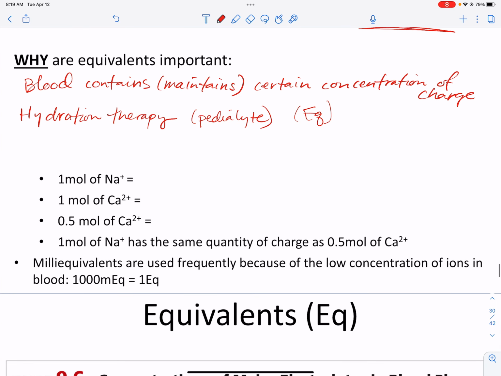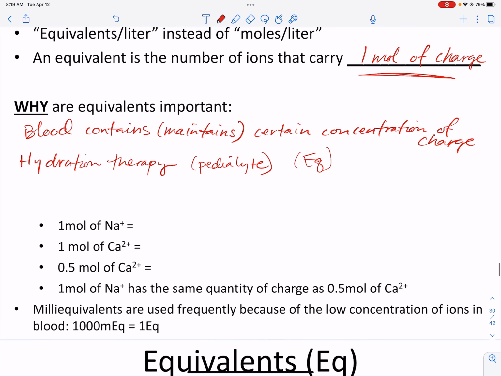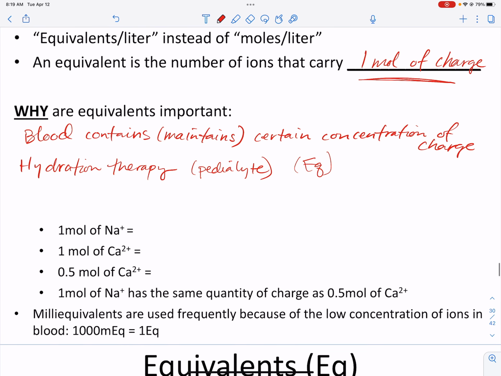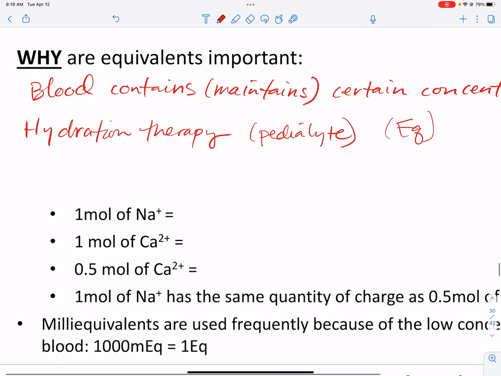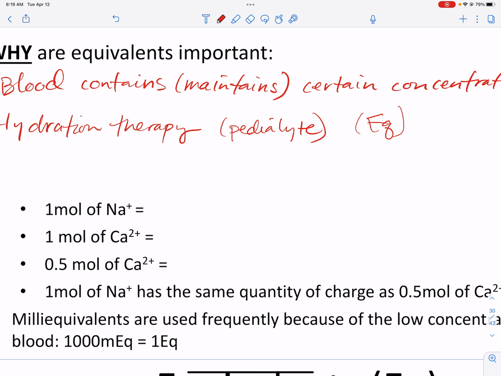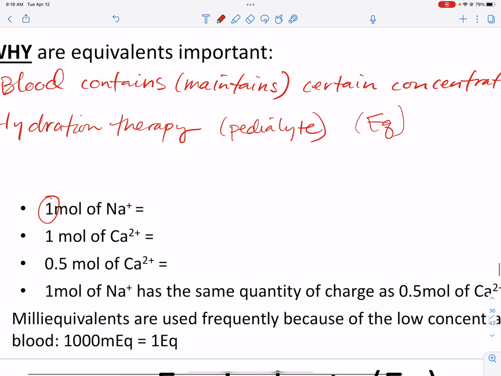Okay, what is a mole of charge? What is an equivalent? Well, an equivalent is 1 mole of charge, and we know ions have charge. So if I were to ask you, 1 mole of sodium cations, how many equivalents is this? All you're going to do is take the number from the mole, multiply it by the number on the charge. Obviously, there's an understood 1 here, and that's how many equivalents you have. So if I have 1 mole of plus 1 charge, then I have 1 equivalent. All I did is 1 times 1, and I've got 1 equivalent. That is 1 mole of plus 1 charge.